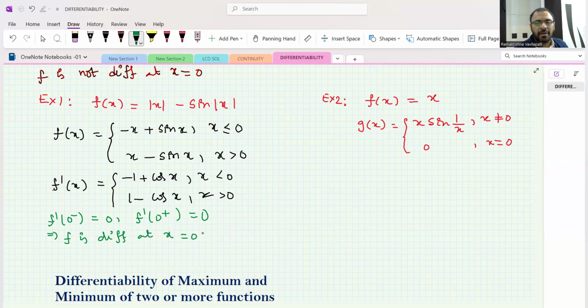But neither mod x nor sin mod x is differentiable at 0.